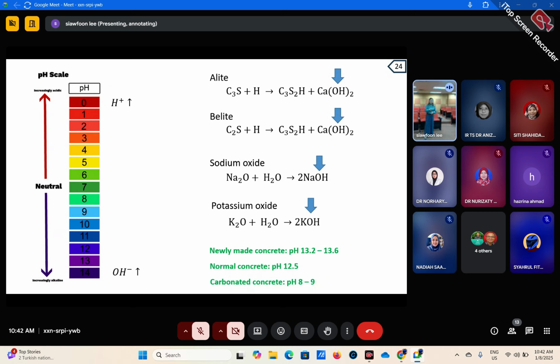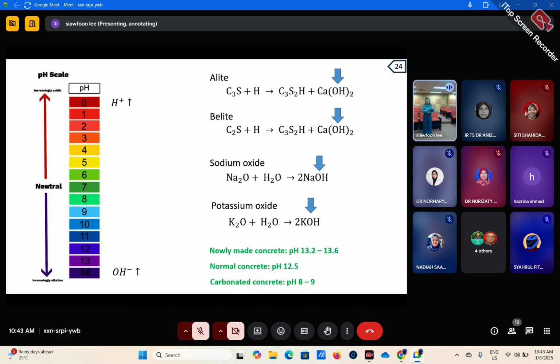So this is the reason that when the components of the cement go through hydration, they form this calcium hydroxide, sodium hydroxide, or potassium hydroxide, and these components actually contribute to the pH of the concrete, which is very alkaline. So when you have newly made concrete, you have a pH around 13.2 to 13.6. It's because of all these components. And when you leave the concrete, for example, the building here, for quite a long time, the pH will drop to 12.5. And very old concrete will reach 8 and 9.